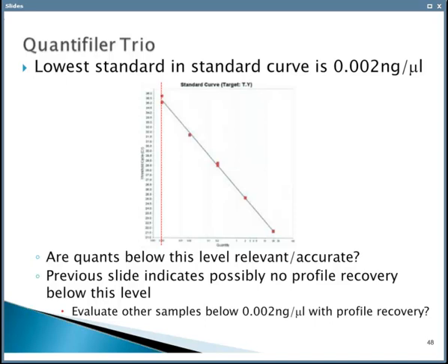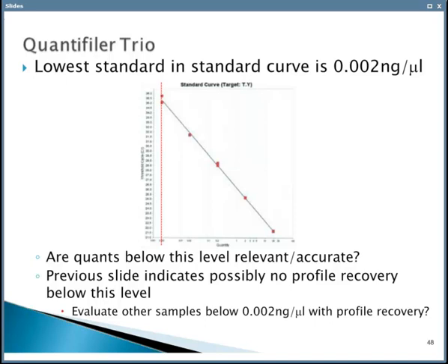If you look at the Quantifiler Trio, the lowest standard in the standard curve is 0.002 nanograms. What this graph is showing is the standard curve, and there are 5 standards, from 2 nanograms, 0.2, etc., tenfold dilution, down to 0.002 nanograms per microliter, which is 2 picograms per microliter. So are quants below this level relevant or even accurate?